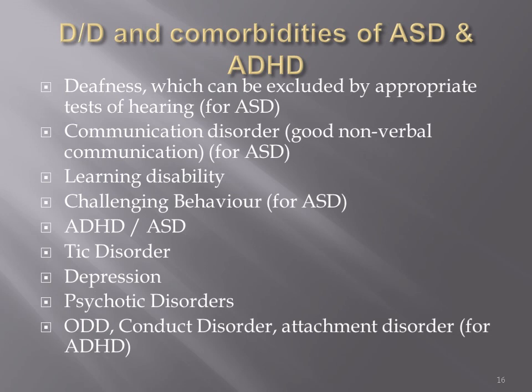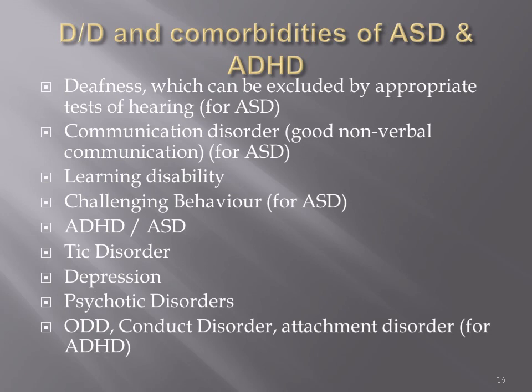Now, the differential diagnosis and comorbidities. As we said earlier, we should make headings including epidemiology, symptoms, etiology, differential diagnosis, comorbidities, investigations, treatment, prognosis, etc. So, the differential diagnosis and comorbidities of autistic spectrum disorder and ADHD are very similar. In the case of autistic spectrum disorder, the first thing which comes to the parents' mind is, is the child deaf? Because the child is not communicating, the child is not responding, the child is aloof. And it can be excluded by appropriate hearing tests.